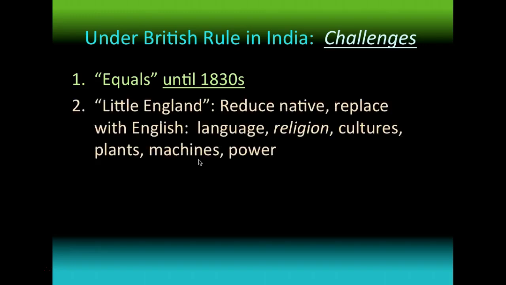And then the idea comes across that the British want to create a quote-unquote Little England, meaning we're going to make India more like England. We're going to get rid of or reduce the native ideas and things, and we're going to replace them with English things, starting with language. So the Sanskrit and other languages spoken and written in India, we're going to replace with English. And the religion in India, we don't really think Hinduism is that great, and we're going to promote Christianity. And the culture, and then here's an interesting one, plants.